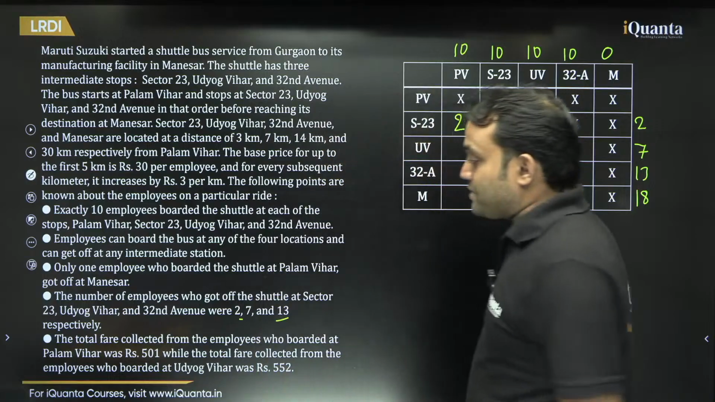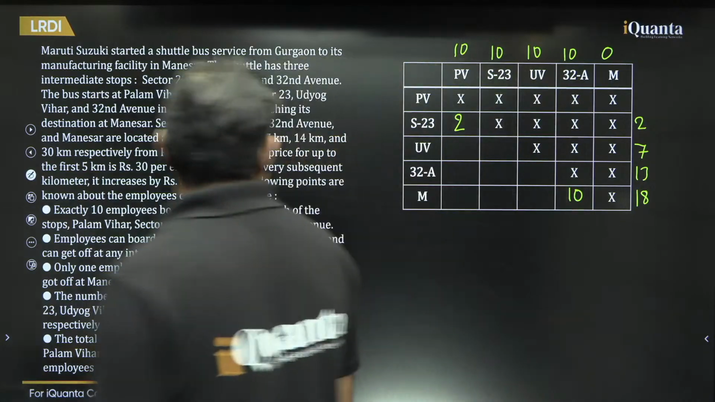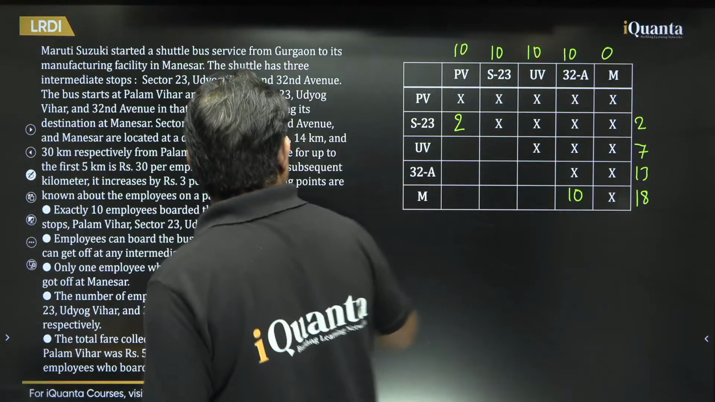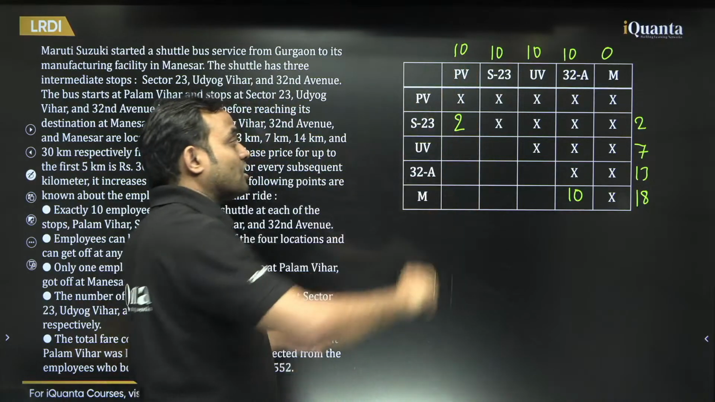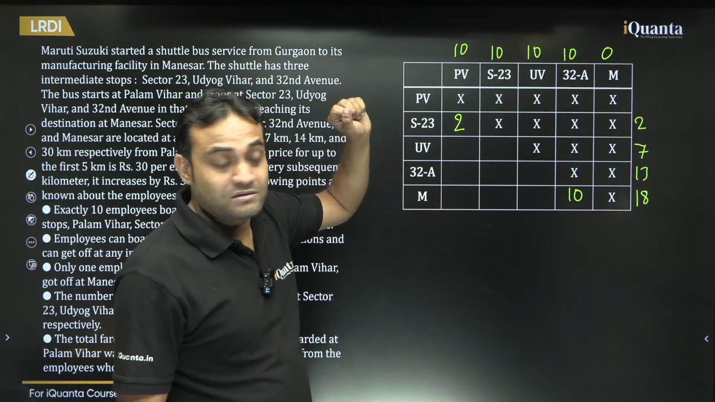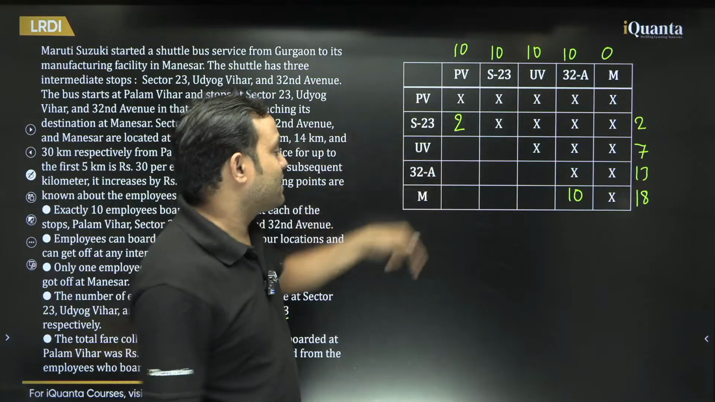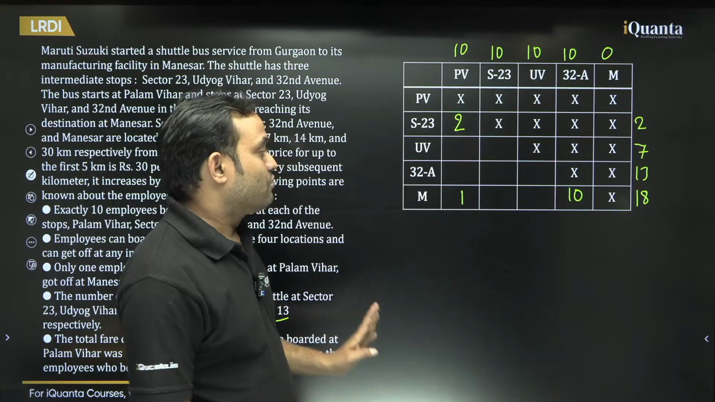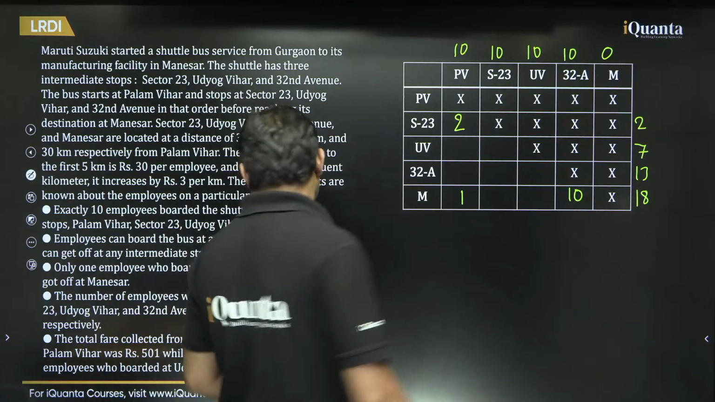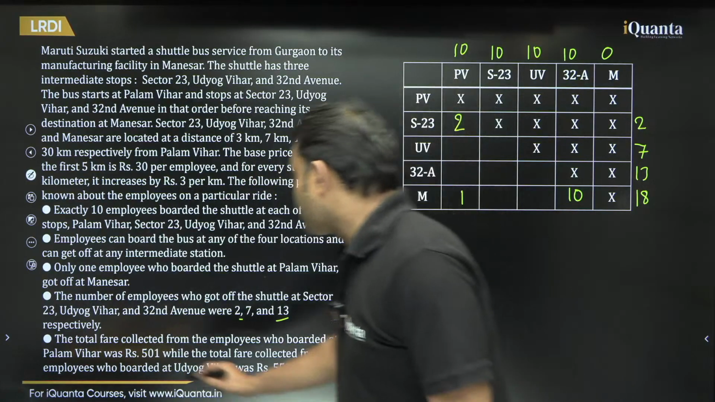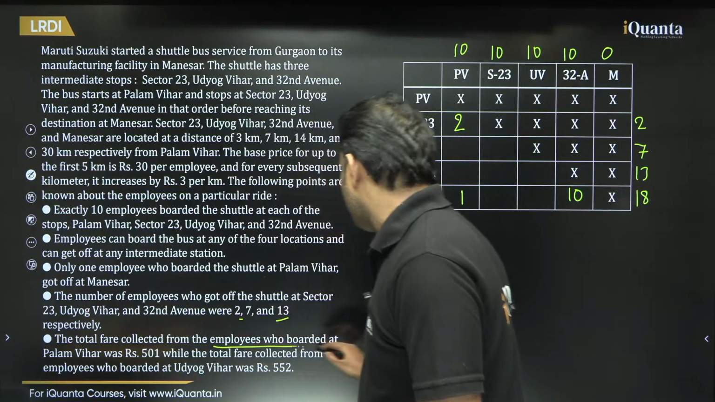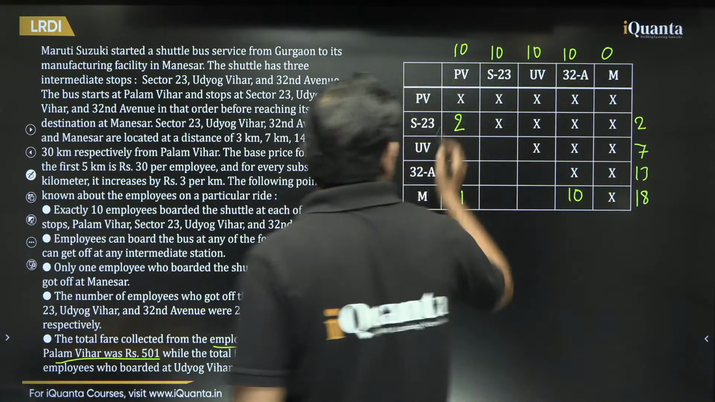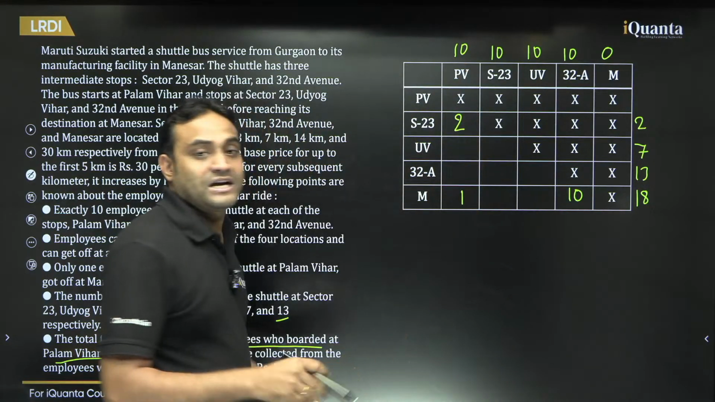Now what is the information given? It says that the number of employees who get on at Palam Vihar and deboarded at Manesar is 1. This value is given as 1. The other information given is that the total fare collected from the employees who boarded at Palam Vihar was 501.